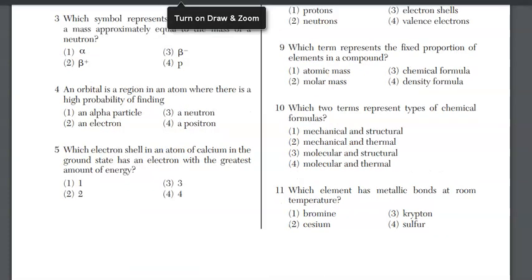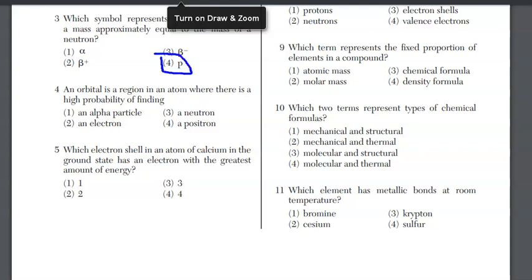For question 3, we're looking at which symbol is going to represent the mass of a particle that's equal to the mass of a neutron. This is a fact you should already know, that the mass of a neutron is approximately equal to the mass of a proton. So that's what you're looking for here in the choices. But they didn't make it easy on you in that they gave you these other symbols. Number 1 is an alpha particle, 2 and 3 are beta. 2 is a beta positive, known as a positron. 3 is beta minus. We also call that an electron. It's number 4 for proton.